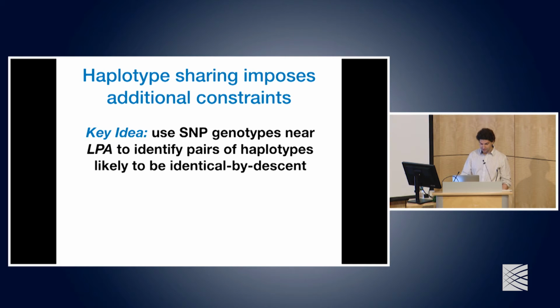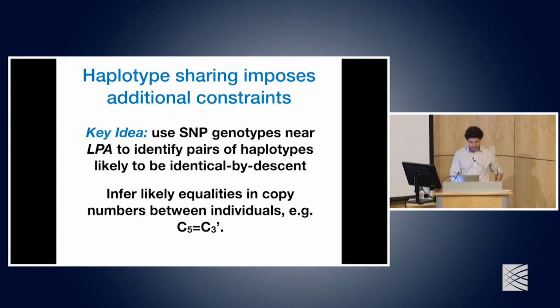So the key idea is to use the SNP genotypes near LPA or another VNTR to identify pairs of haplotypes which are likely to be identical by descent, IBD, at the VNTR. We can then infer likely equalities between copy numbers in the individuals. For instance, if we estimate that individual 5's first haplotype is identical by descent with individual 3's second haplotype, we might conclude that C5 is C3 prime. So in broad strokes, that's all we're doing.